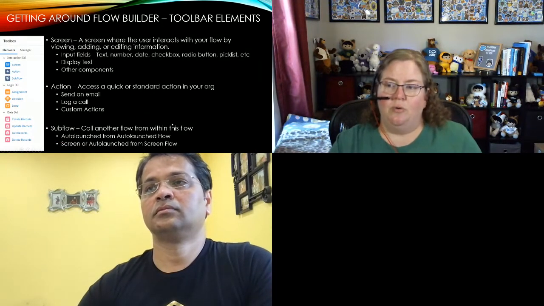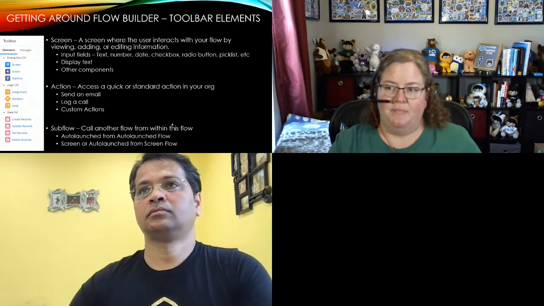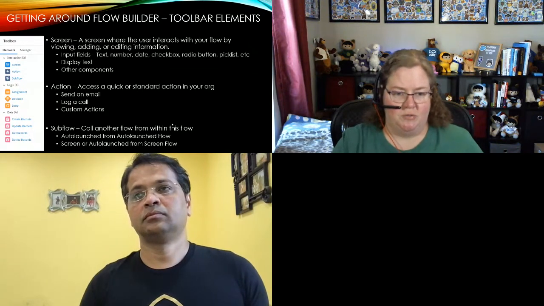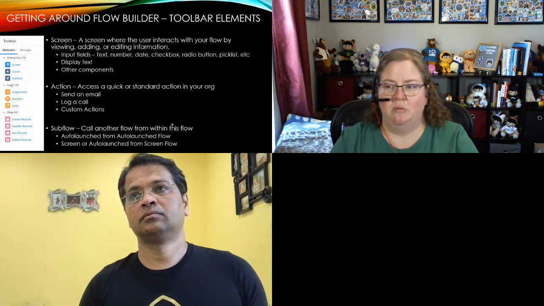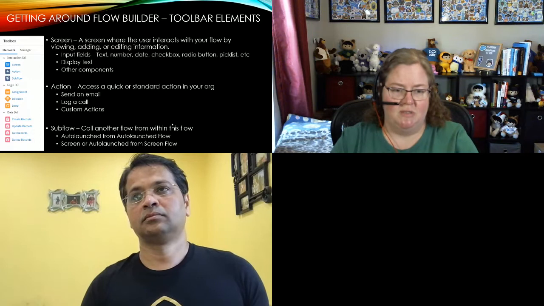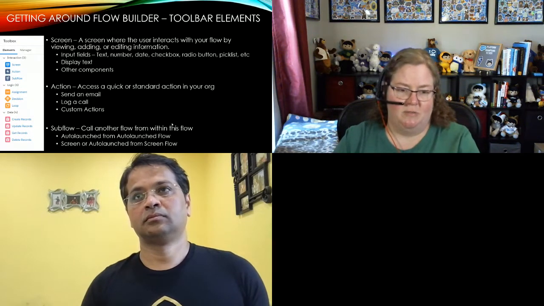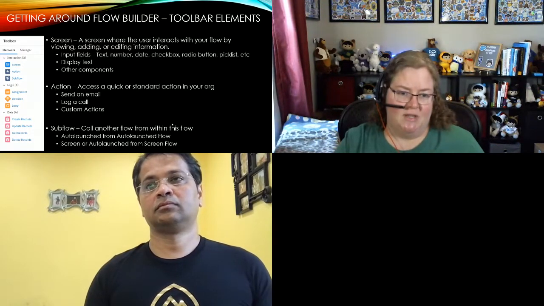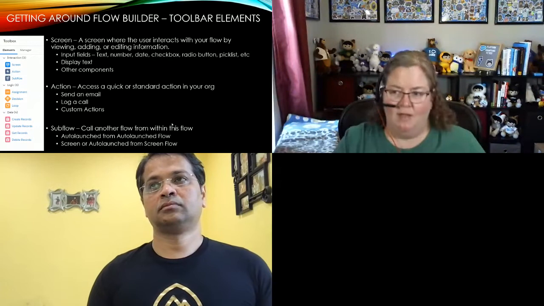Okay, so the toolbar elements that we have. A screen. This is what you're going to use in a screen flow to have your user interact with you. So you can put all sorts of input fields in here, just about everything that you have available to you in terms of fields on a custom object or standard object that you can build, with the exception of we have the ability to do radio buttons, and we can do checkbox groups instead of just having to do multi-select picklists. So there's a couple cool things that you can do in Flow that's not in a record UI.